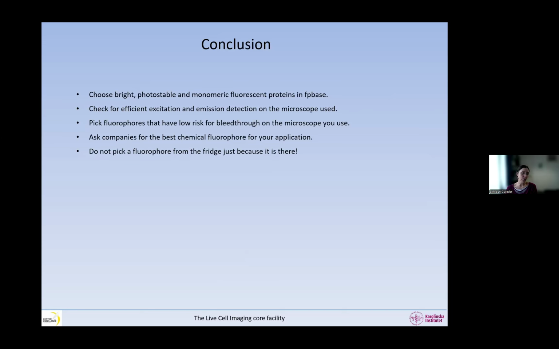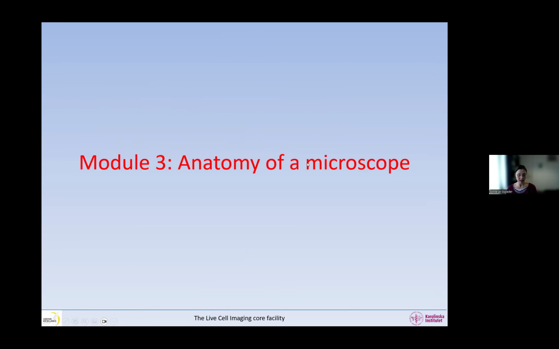And ask the company for the best chemical fluorophore for your application. Do not hesitate to write to them and say, I would like to do this and that. What is your best fluorophore for this? Because things evolve all the time. Do not pick a fluorophore from the fridge just because it's there. Okay? Try to improve things.